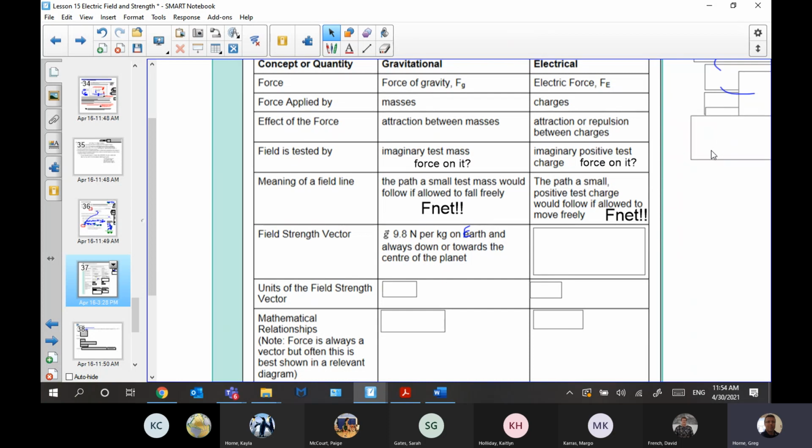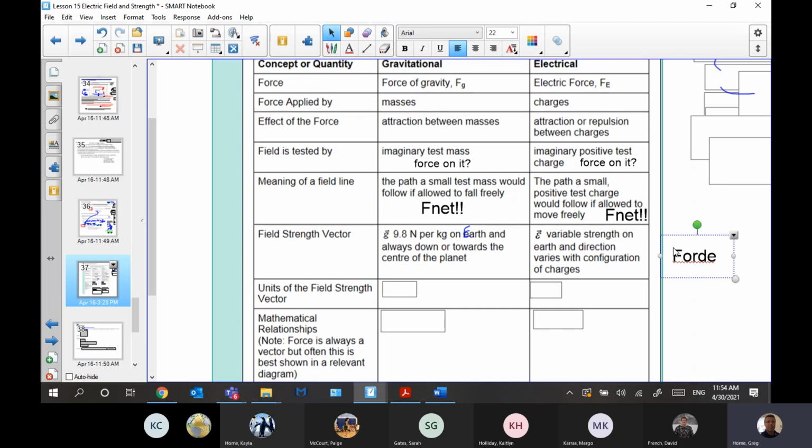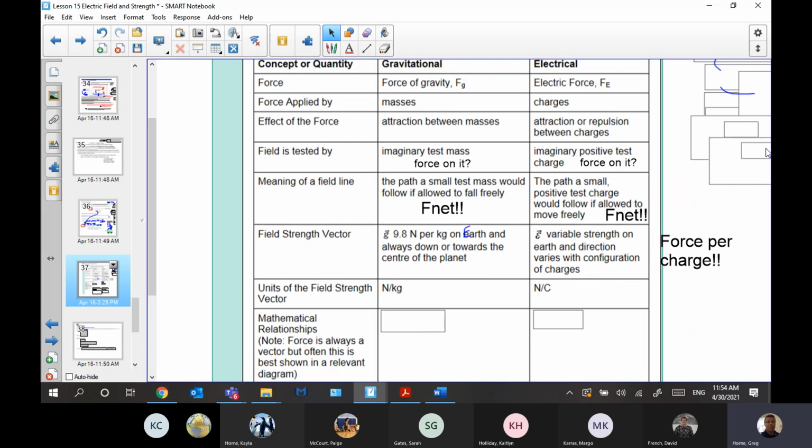Field strength vector, we can talk about 9.8 due to gravity, but that's specifically for Earth. They didn't have a capital there. I think we're supposed to. And then curly E, right? So it has always been kind of a curly G, I guess, but I don't know. Curly E, field strength. This is force per charge. This one here, force per charge. In both cases, force per charge. The units of the field strength vector, we're talking about newtons per kilogram, whereas this one would be newtons per coulomb because it's per charge.